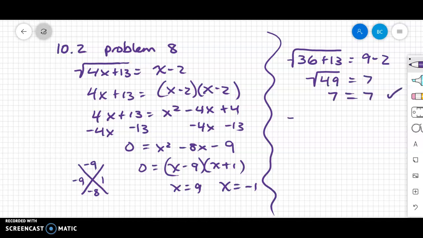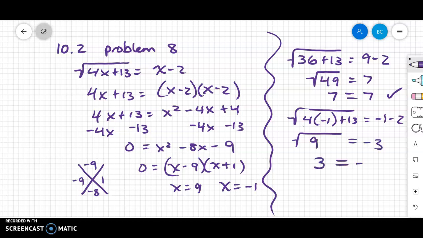On -1, I'm going to do 4 times -1, so on this side I have -4 plus 13, which is equal to 9, and that is equal to -3. But the square root of 9 is 3, and that does not equal -3. So this is an extraneous solution. Even though we could say that the square root of 9 is also -3, keep in mind that on these square root functions, we don't use the negative roots, so that tells me that this is an extraneous solution.